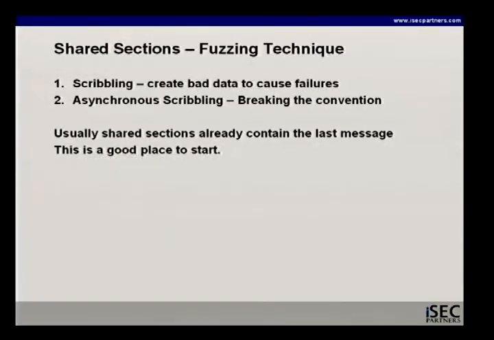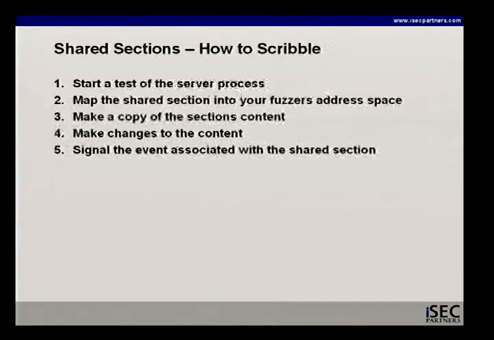So, two techniques for fuzzing these things. One's called scribbling. That's just pushing bad data in. And the other one's called asynchronous scribbling. What this tries to do is, in addition to doing random fault injection, it also breaks the convention around when threads are going to be updating this. So we can take advantage of race conditions in the validation code and find those.